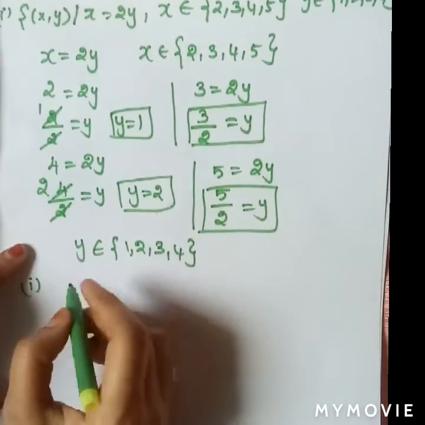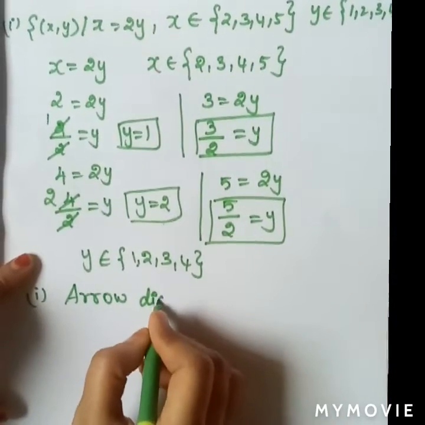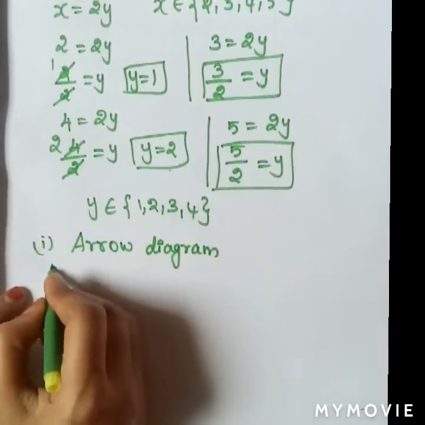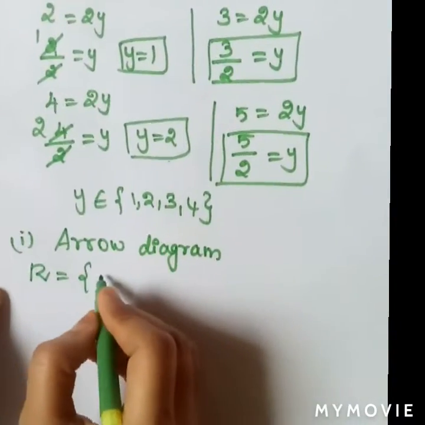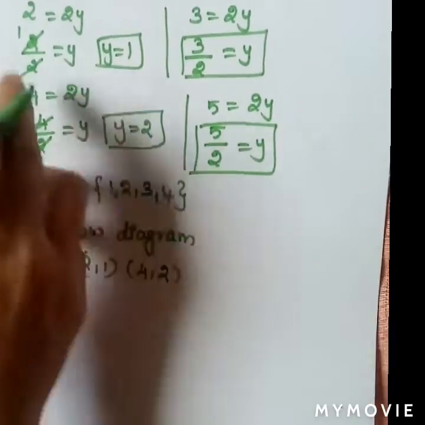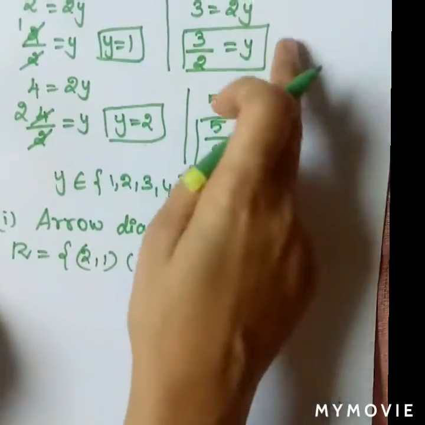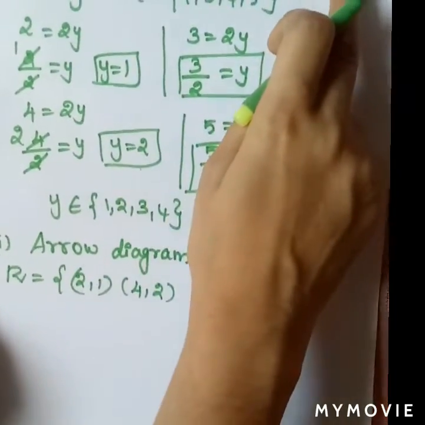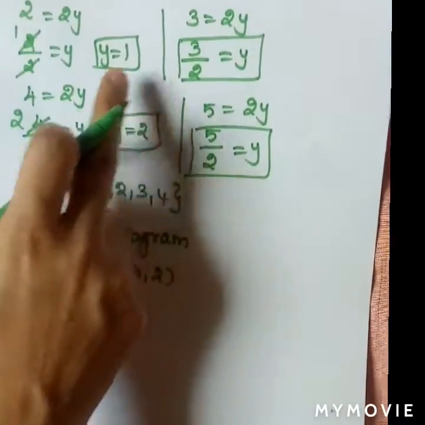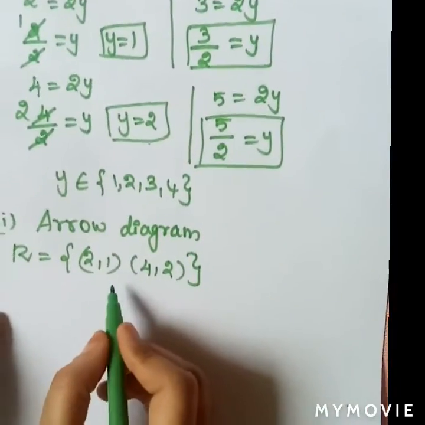So first let us draw the arrow diagram. Before doing your arrow diagram, write your roster form. R equal to {(2, 1), (4, 2)}. Rest of the terms are not satisfied in the y term, so we don't want to take these terms. This is your roster form or ordered pairs.